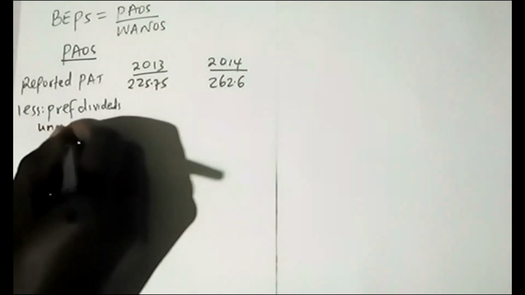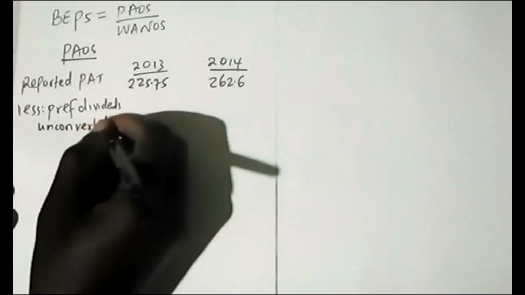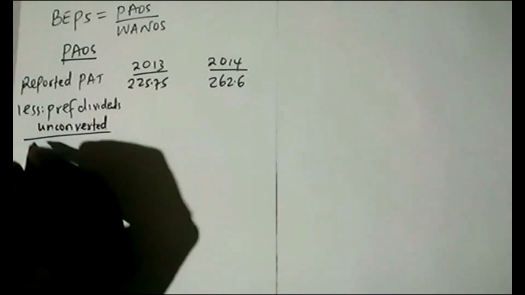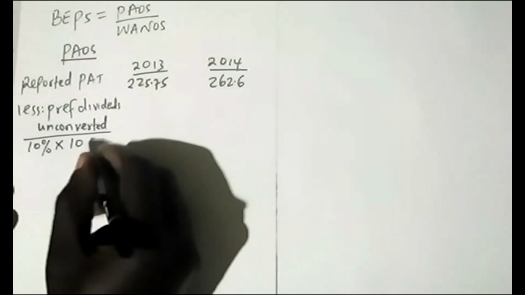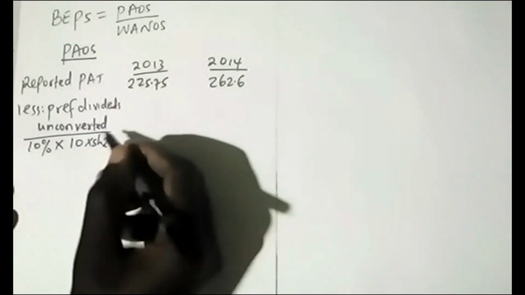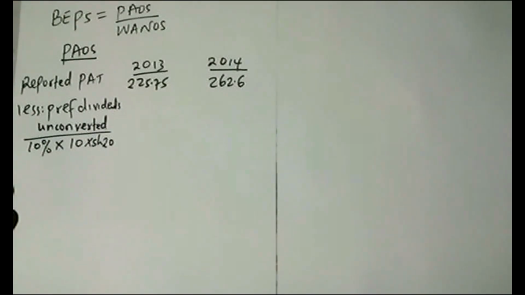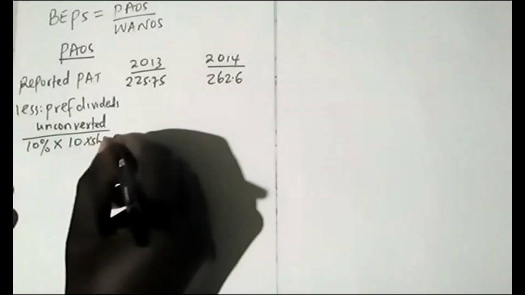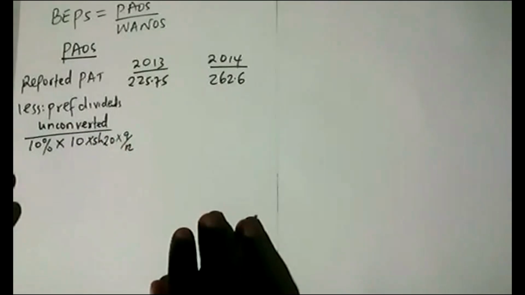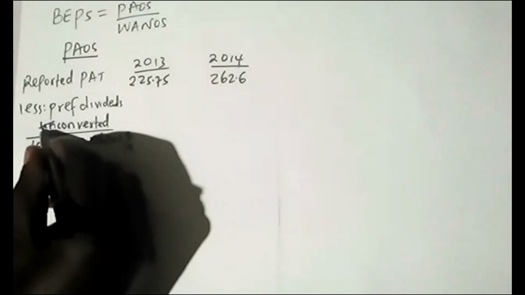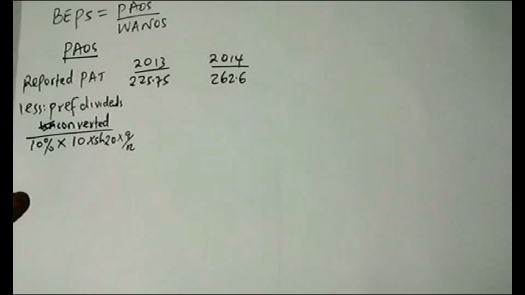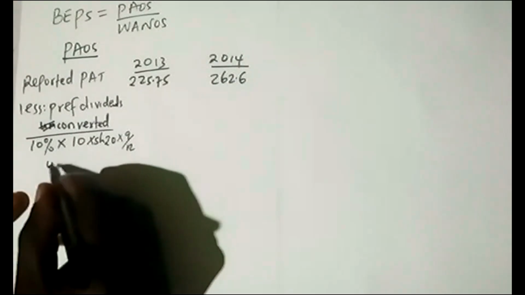So for the unconverted, and this one is in 2014, I will take 10%, the contractual rate, times the 10 million times 20 shillings. Remember that the per preference share was 20. So one preference share was trading at 20, and the 10 million preference shares were given. Then the period we have to consider is 9 months, so 9 out of 12, that is up to the date of conversion. So this is convertible, not unconvertible. Sorry for that. So this is the one which is converted. Then unconverted.